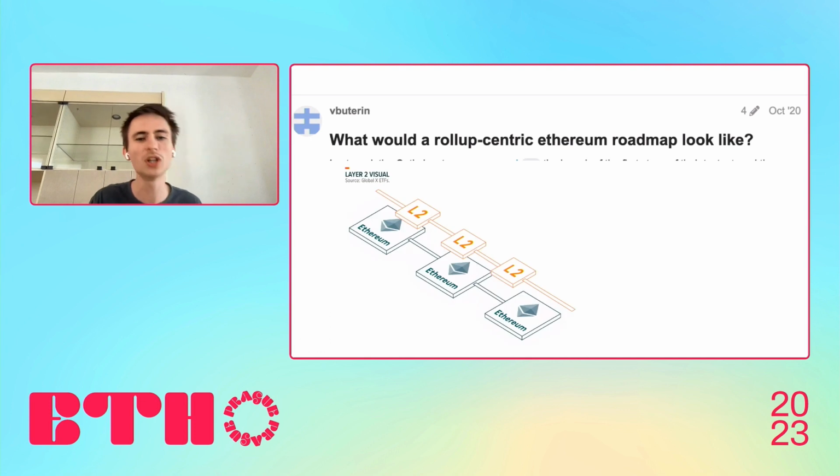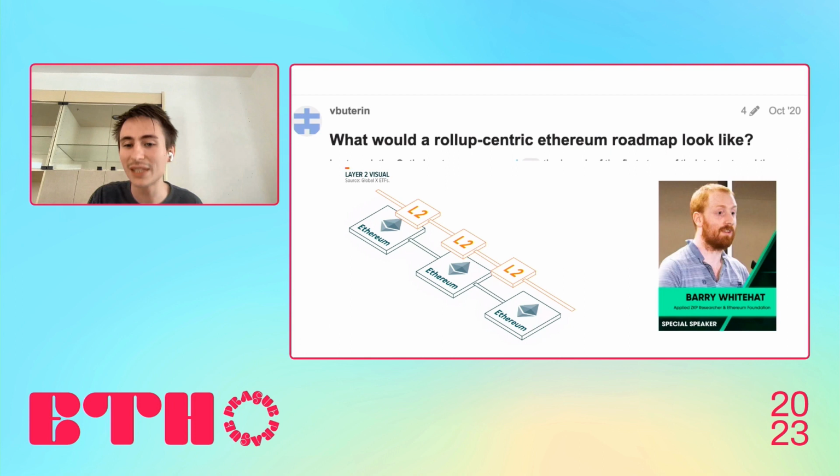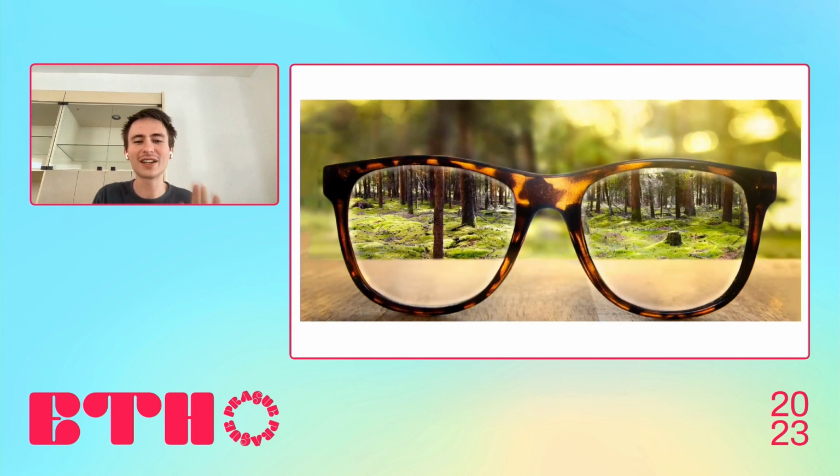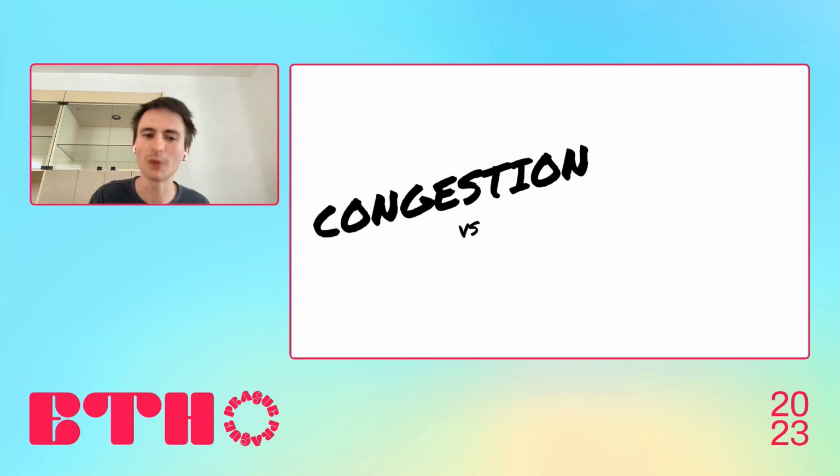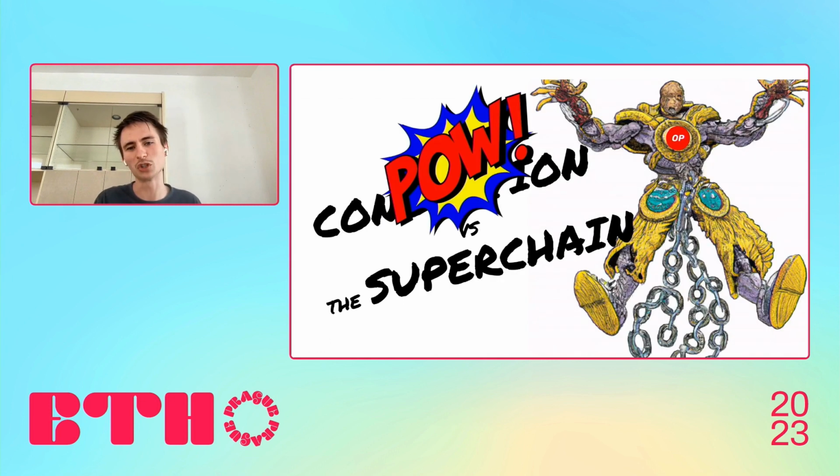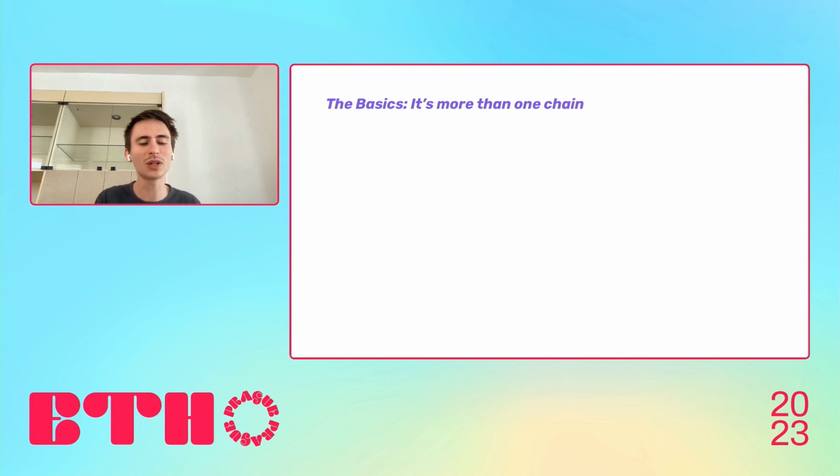So what would this rollup centric future look like, right? We have L2. We've got these amazing contributors. Shout out Barry Whitehead. We are starting to see the picture clearer. So congestion versus the superchain. Let's go. Okay, so what is the superchain?